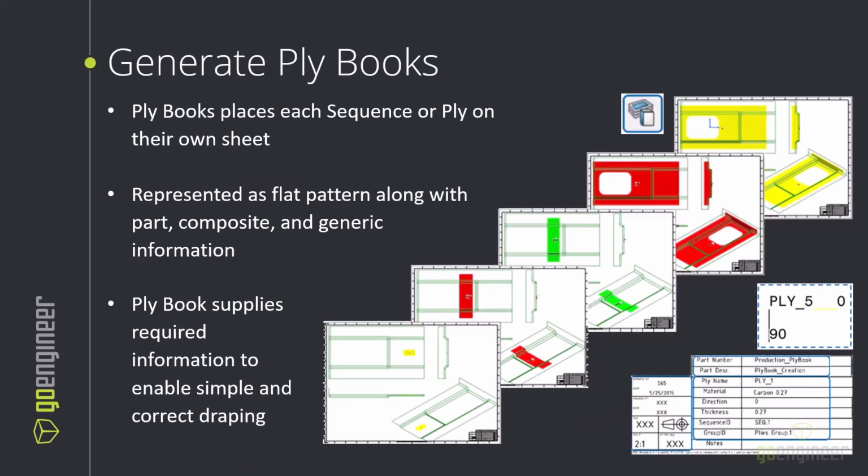And then our manufacturing drawings are our ply books. So with this, we have the ability to take each ply or sequence and give it its own drawing sheet. So here we see different views of different plies and how they are oriented on the final part. And this is ideal for developing manufacturing instructions or standard operating procedures.